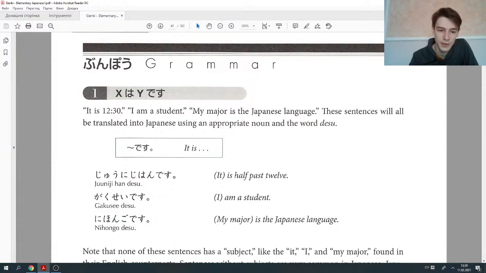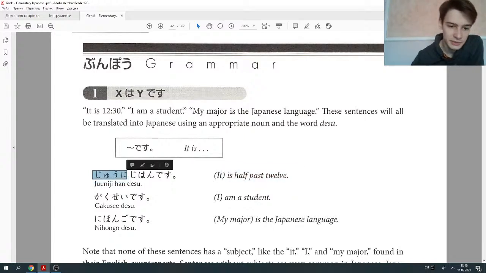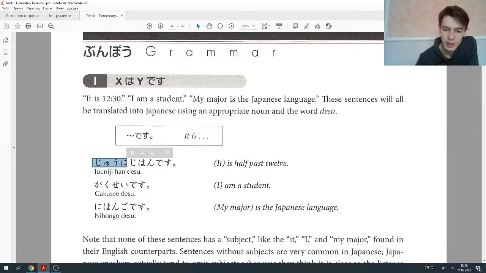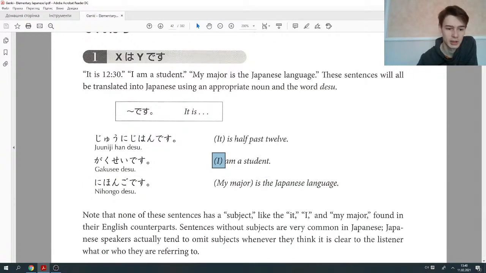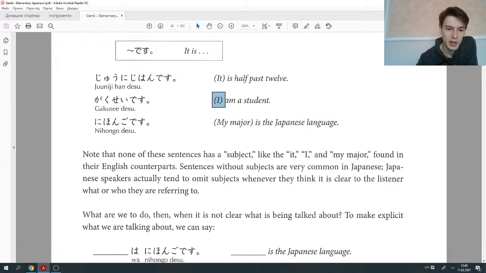X wa Y desu. So juni, juniji han desu, half past 12. Why is it half past 12? This must be a mistake. Oh, sorry, juni, it's 12. Juniji, 12 o'clock. Gakusei desu. I'm a student. It is clear from the context that you are speaking about yourself, so you can skip I. You can say watashi wa gakusei desu. But if it's clear from context, you can just skip it, and they usually skip it. And nihongo desu.